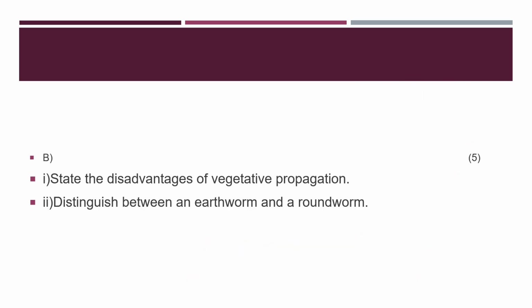Now here, the two disadvantages of vegetative propagation. Please write it down on your own. I have discussed it earlier also. Distinguish between earthworm and roundworm. Very easy. Go to the classification part. If you are not getting it, please discuss it and write it down. Okay.